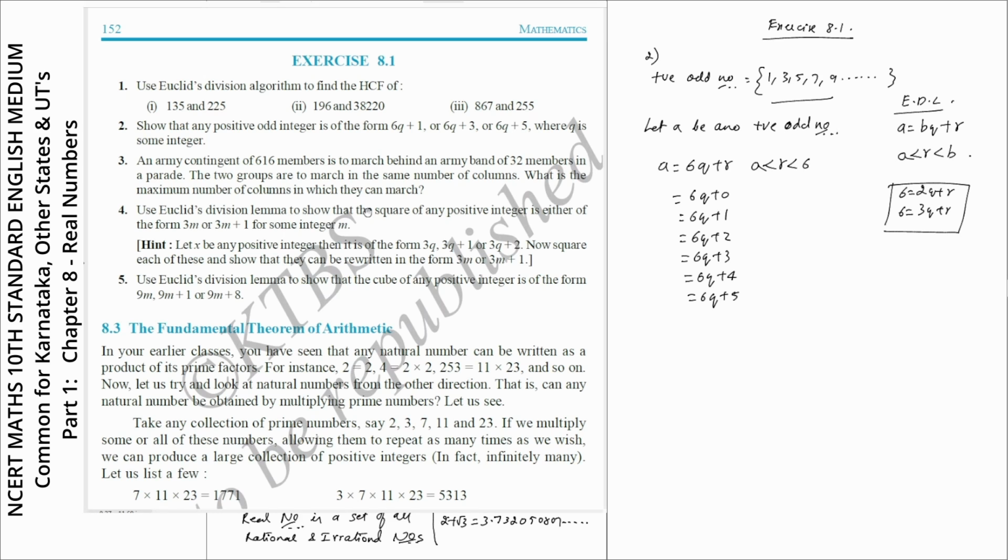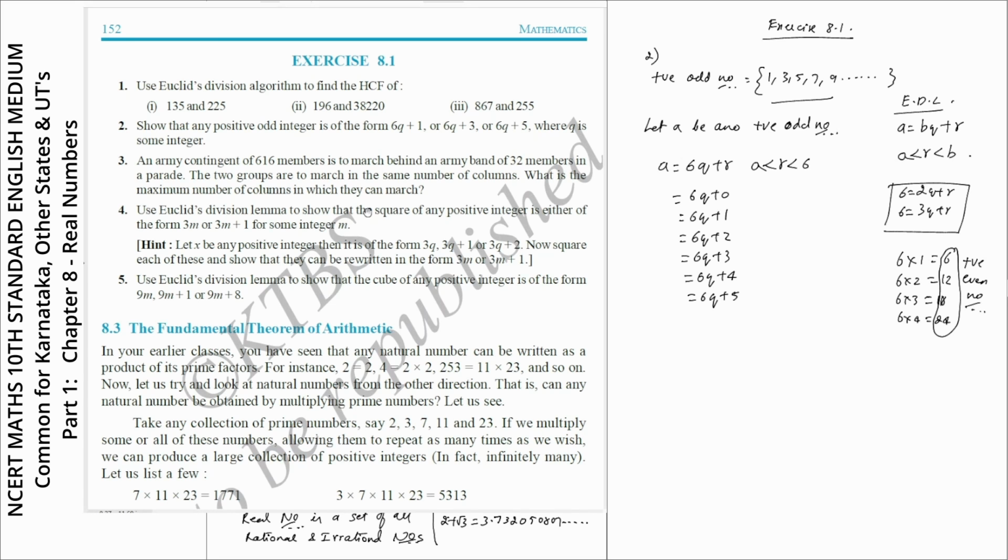So R can take all these possible values, right? Now, what are the multiples of 6? 6 ones are 6, 6 twos are 12, 6 threes are 18, 6 fours are 24. Now you can see, if you multiply 6 by any positive number, the result is a positive even number.